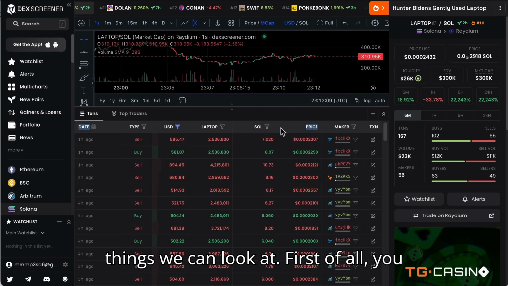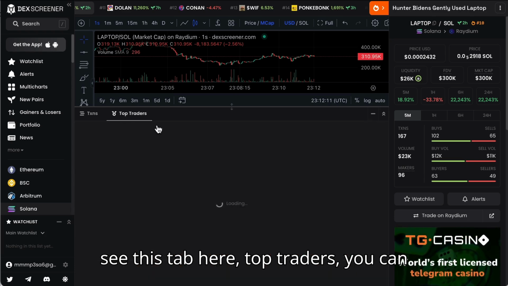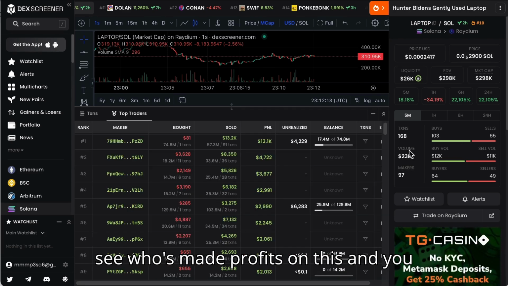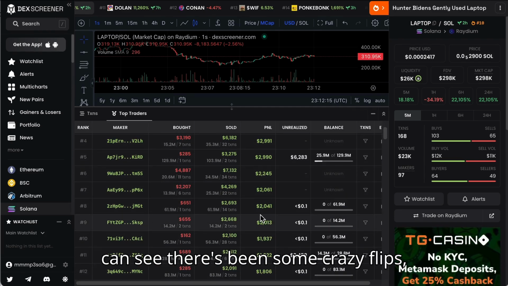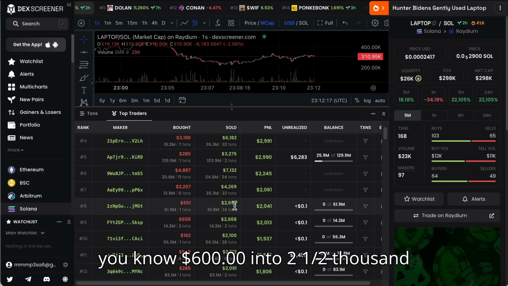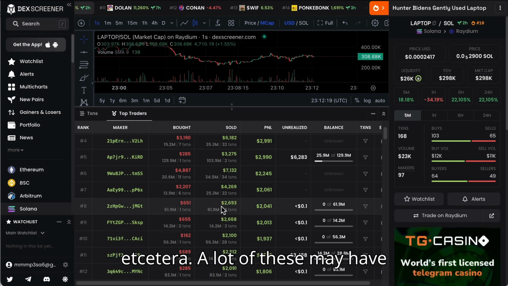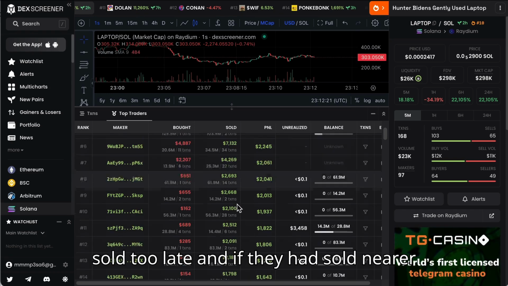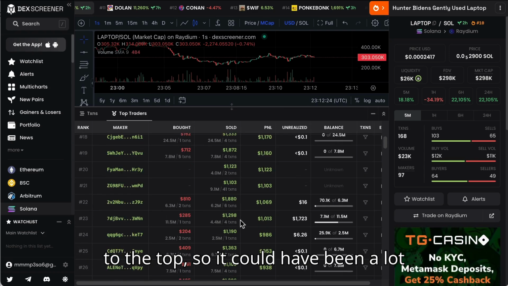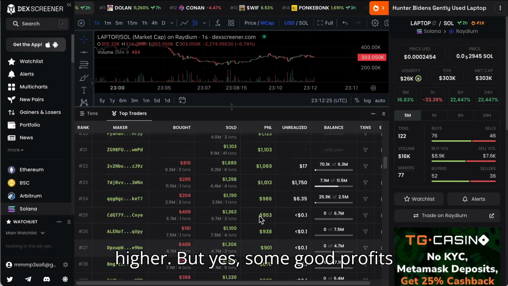A couple of things we can look at. First of all, you see this tab here, top traders. We can see who's made profits on this. And you can see there's been some crazy flips, $600 into 2,500, etc. A lot of these may have sold too late, and if they had sold nearer to the top, it could have been a lot higher. But yeah, some good profits overall.